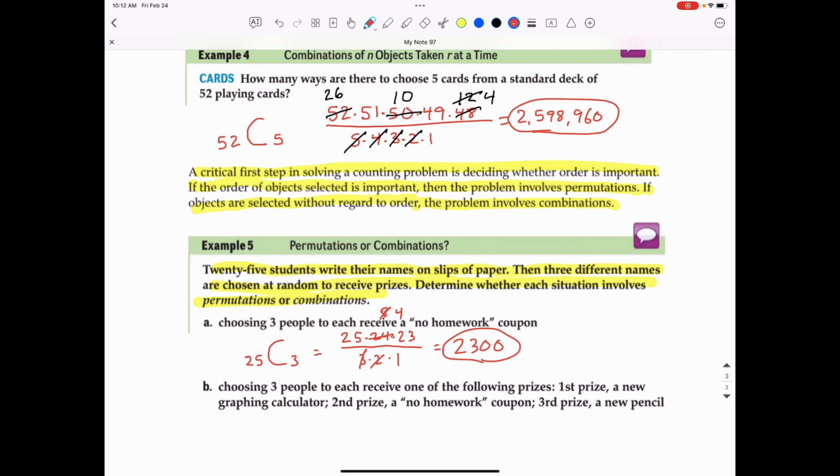So a permutation would be 25 permutations, selecting 3 of those. So no division on this one. This is just 25 times 24 times 23. And when you take 25 times 24 times 23, you get 13,800 unique permutations in which the teacher can award these prizes.